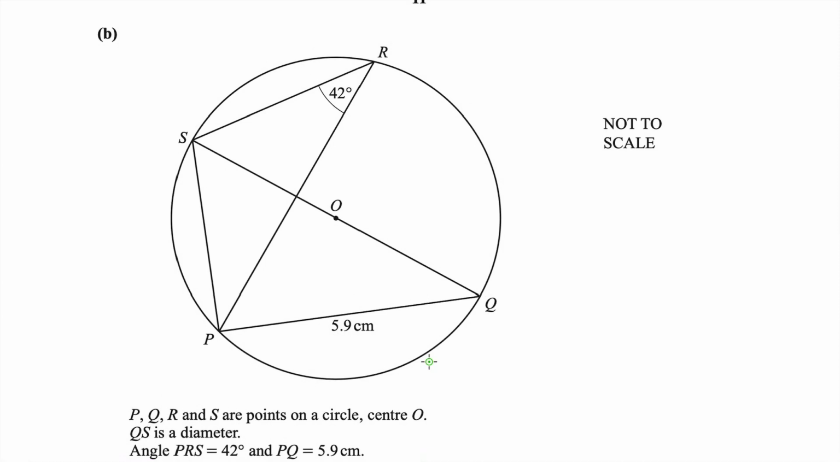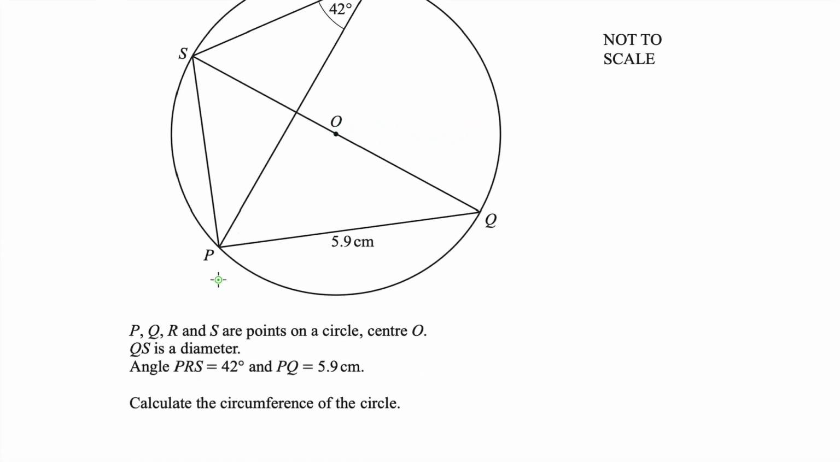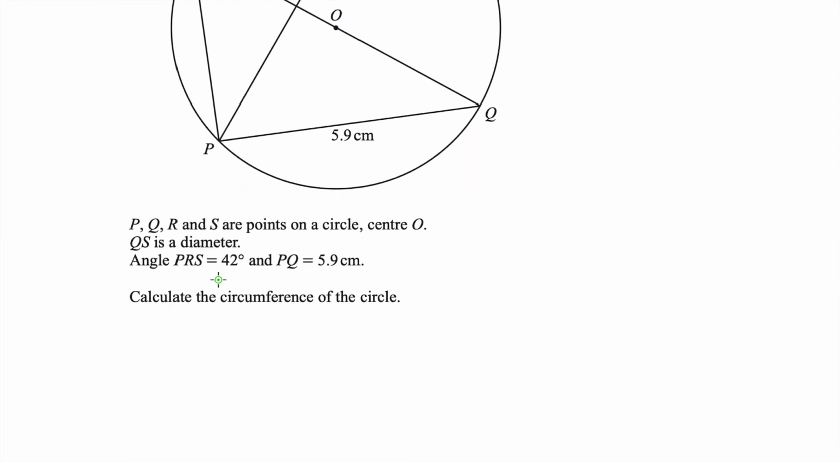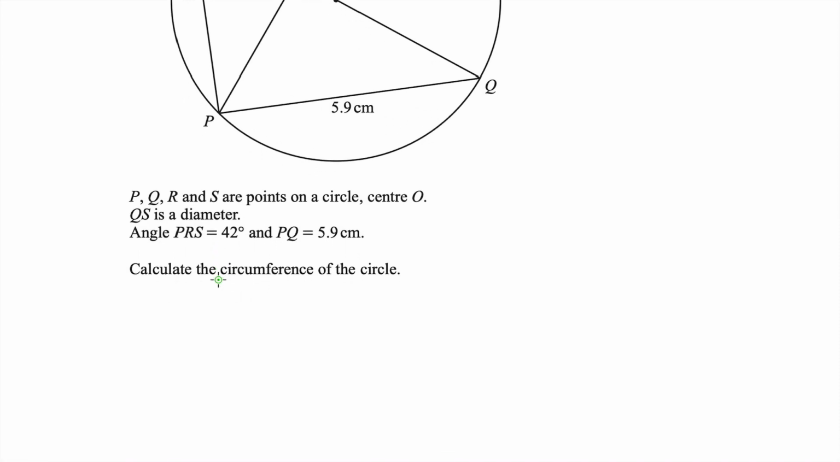Okay, so we can see that O is the center. P, Q, R and S are points on a circle centered O. QS is a diameter. Angle PRS is equal to 42 degrees and PQ is equal to 5.9 centimeters. Calculate the circumference of the circle.